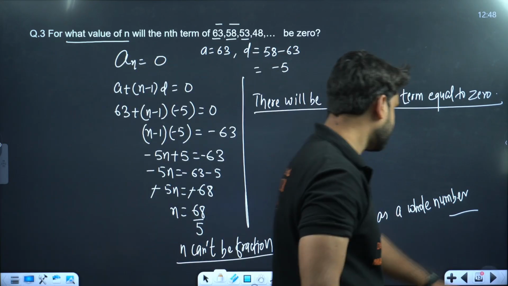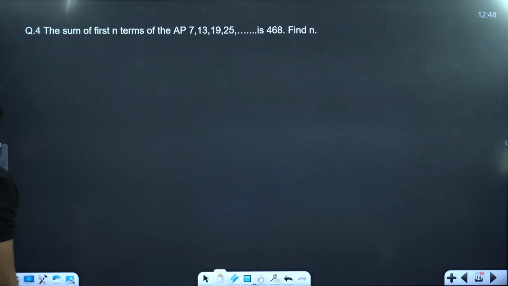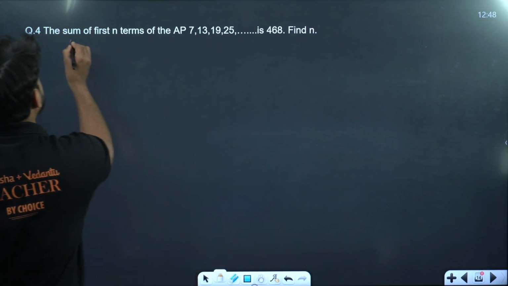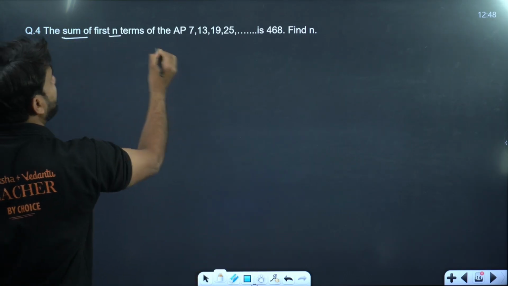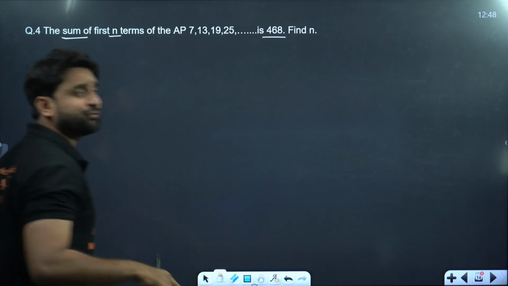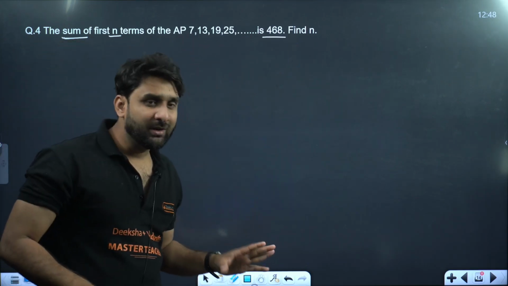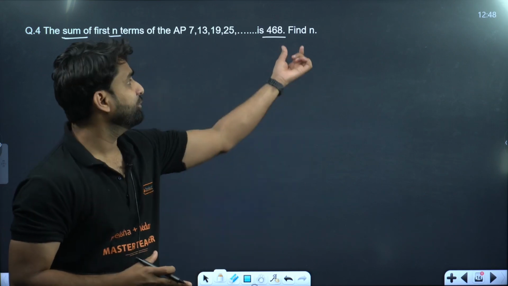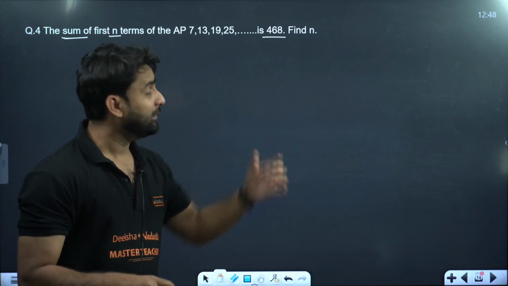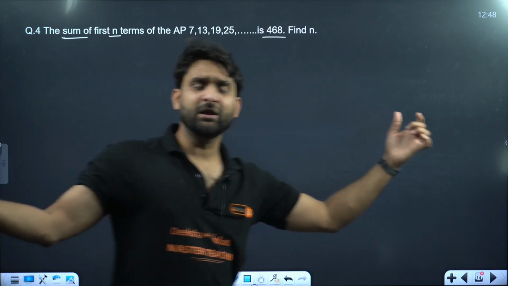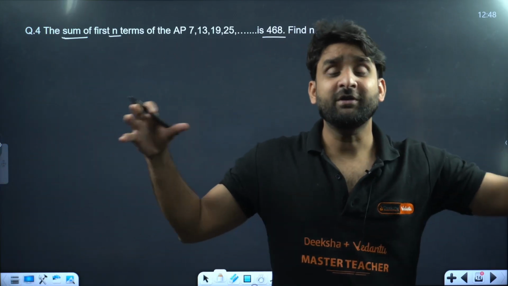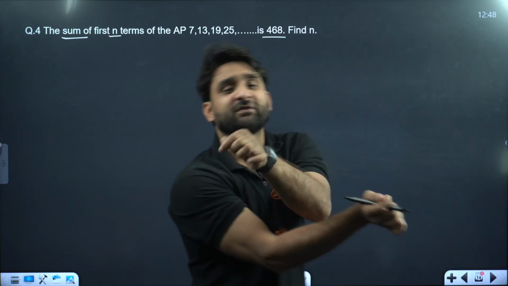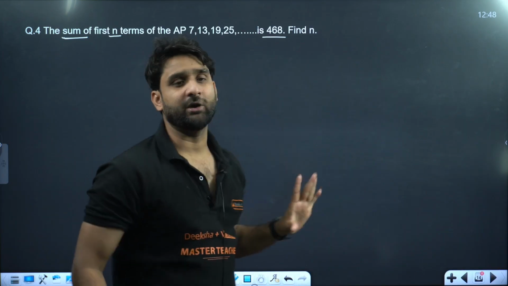Moving to next. Okay, the sum of first n terms of an AP is 468, find n. So in this question, my dear, one AP is given to you, and the sum of n terms, I don't know how many terms are there. The sum of n terms is given to you, which is equal to 468, and we have to calculate n. What we were doing in the earlier question? We were calculating the sum of n terms where n is also given, but this is the reverse. Here sum is already given and you have to find out n.